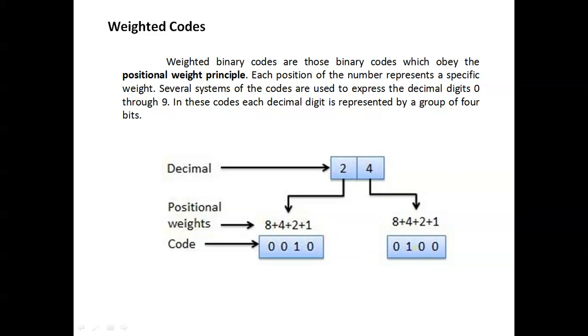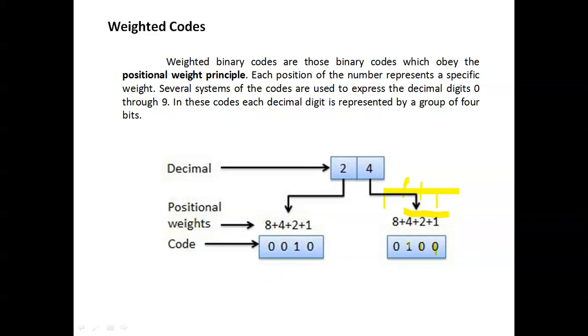But every bit has a positional weight. In this code the positional weights are like this: the first position has weight 1, the next has 2, the next has 4, and the next is 8. Then the positional weights continue 16, 32, 64, like that, moving from right to left. The same positional weights apply here too, because they start from 1, 2, 4, 8.